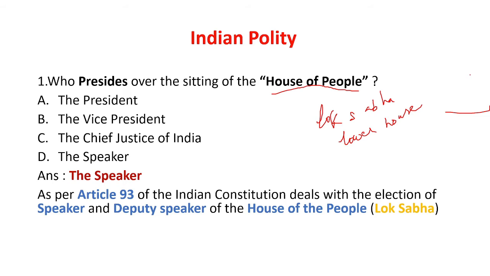And Article 93 of the Indian Constitution deals with the election of Speaker and Deputy Speaker of the Lok Sabha or lower house or House of People.